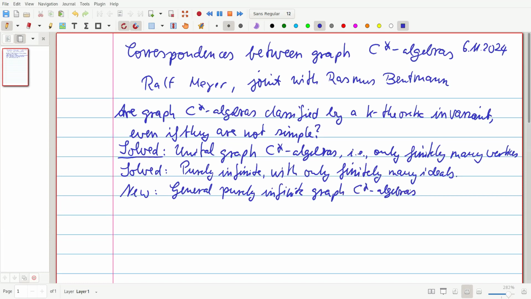This is an important deal because if your ideal lattice is not finite, it could be pretty complicated, and the usual invariants people have been using before don't work so well if you go beyond that case. Also, the techniques we had developed using homological algebra in triangulated categories don't generalize to this situation in any obvious way. So you needed new ideas to actually get started working with C-star algebras with infinitely many ideals.